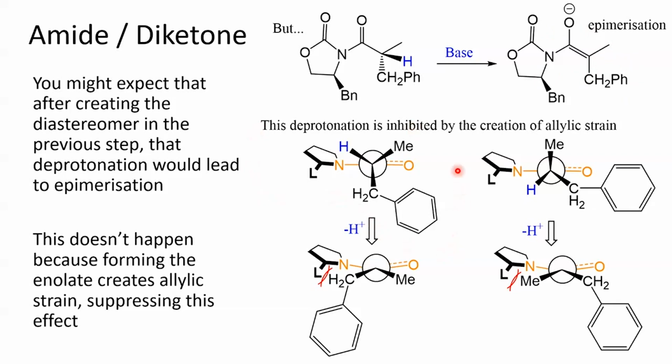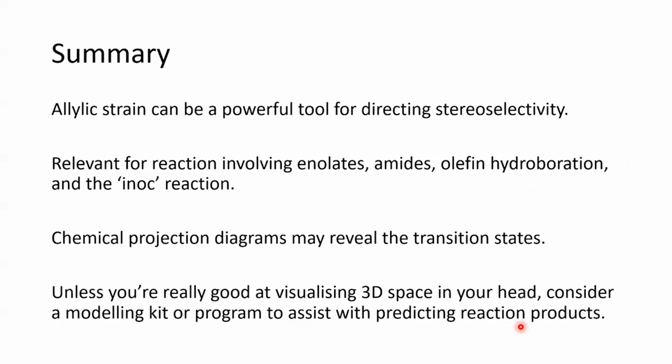Effectively, if we create a molecule like this one, if we are going to deprotonate it here, what's going to form is we are going to lock these functional groups such that they're sterically clashing with one another. It doesn't matter which way that we draw the molecule, there's always going to be a steric clash occurring if you deprotonate. So effectively what this means is you don't see epimerization because deprotonation would create too much strain in the products. So to summarize, allylic strain can be a powerful tool for directing stereoselectivity.